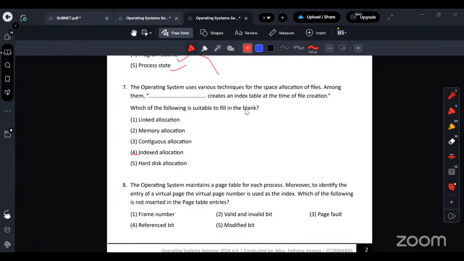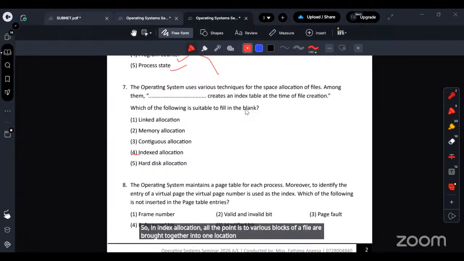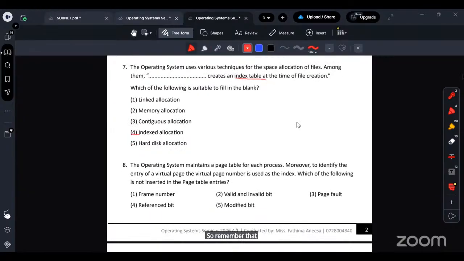So in index allocation, all the pointers to various blocks of a file are brought together into one location called the index block. This block acts as an index table allowing for direct access to any block of the file. So remember that. I hope it was clear.